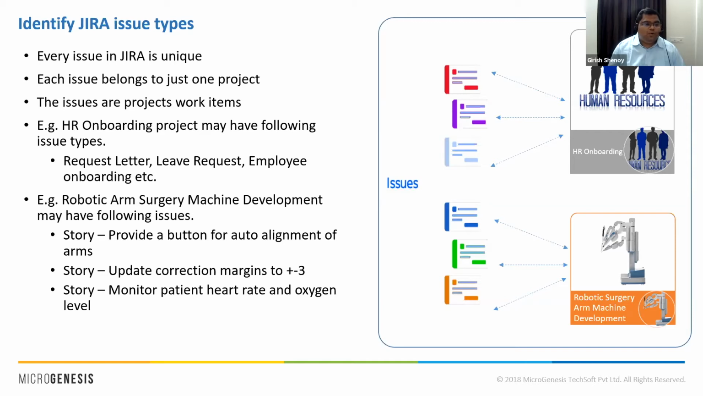Coming to a robotic arm surgery project, I can have a story, saying that I can write stories. For example, provide a button for auto alignment of arms. It's a requirement which can also be called a story.